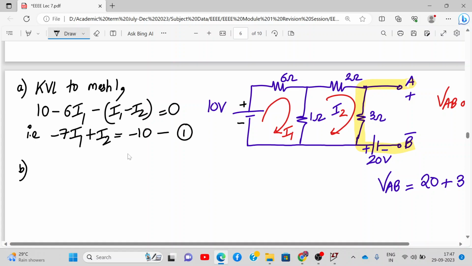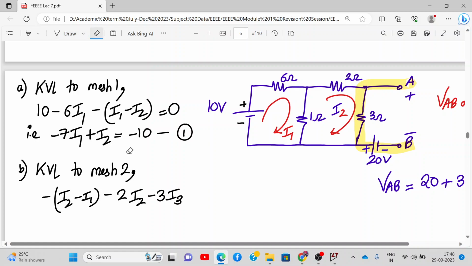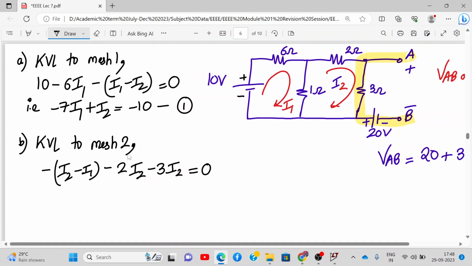Now we apply KVL to mesh 2. So this is my mesh 2 over here. So KVL to mesh 2 will be, here you will get minus 1 times (I2 minus I1), because we are in loop 2. Then minus 2 I2. Then we have minus 3 I2, it is the same current flowing. Minus 3 I2 is equal to 0. All right, this is the equation we get. Now we rearrange the terms. You will get I1 minus 6 I2 is equal to 0. So this becomes our equation number 2.